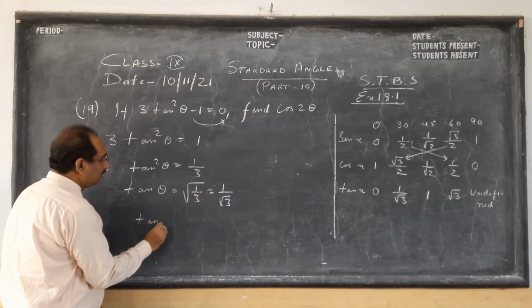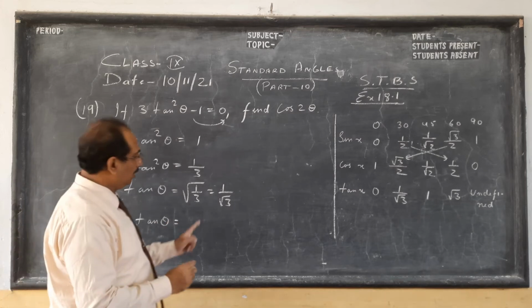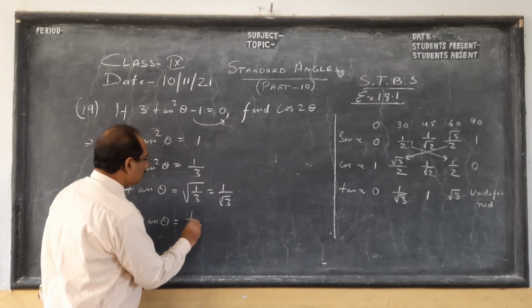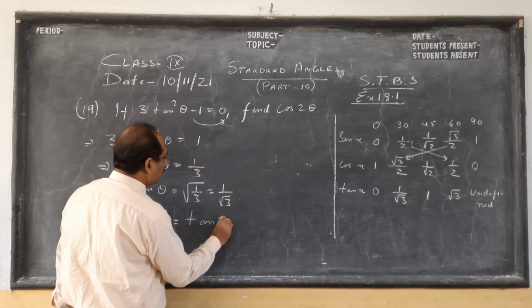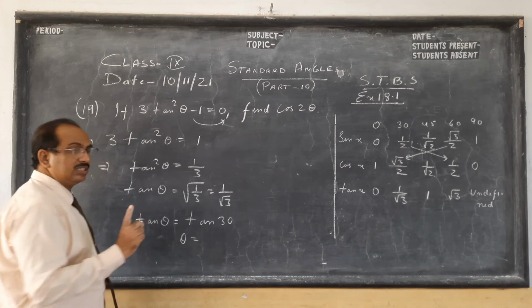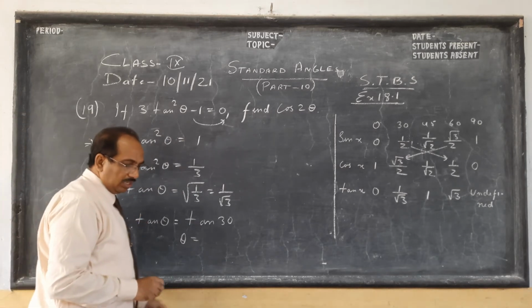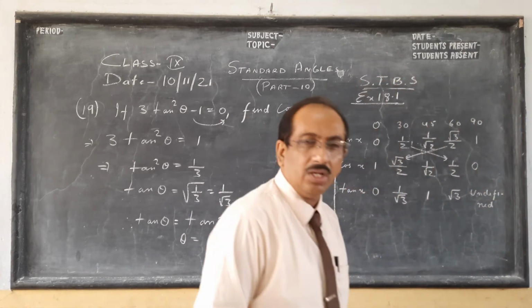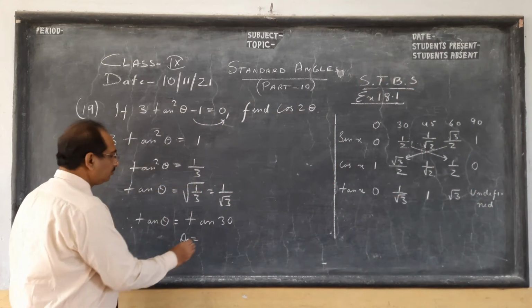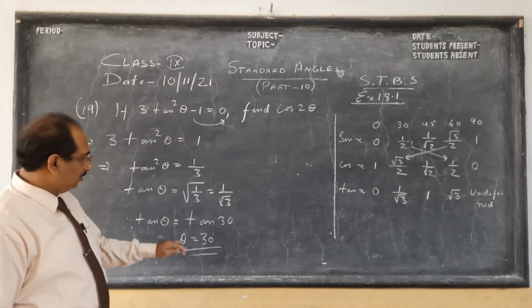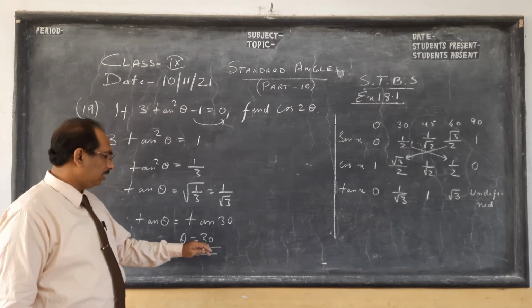Now children, theta, when is tan 1 by root 3? When tan is 30 degree. So this is just the opposite, value to angle. So theta is omitting tan. See solved examples, children. ML Agrawal has a really good collection of solved examples. Please do all, you will learn a lot of things. So theta is 30 degree.